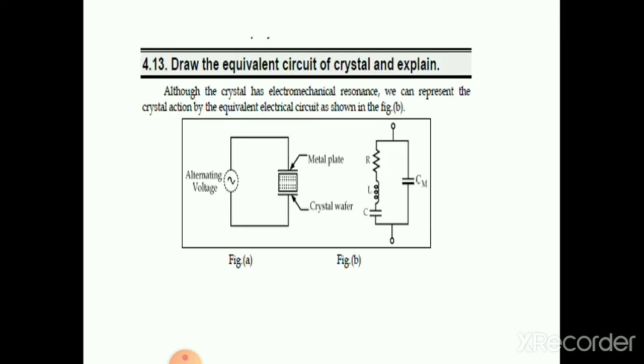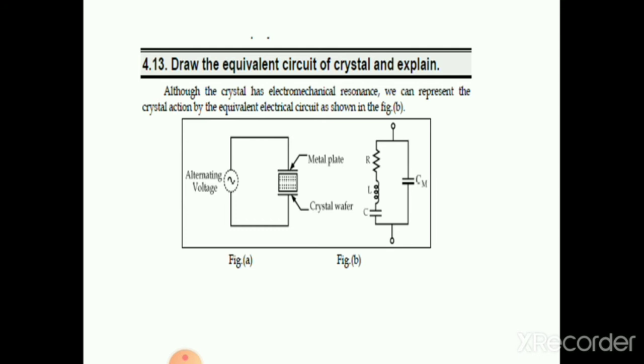Right. Now moving on to the next oscillator circuit, that is the crystal oscillator. First we have to know what is the equivalent circuit of a crystal. Although the crystal has electromechanical resonance, this is the concept here, electromechanical resonance, we can represent the crystal action by an equivalent electrical circuit. So we can replace the crystal with the equivalent electrical circuit.